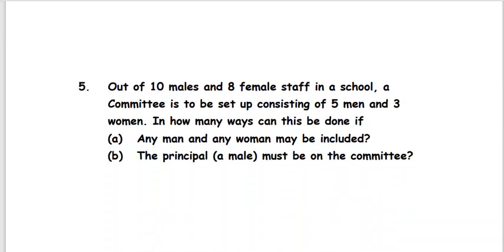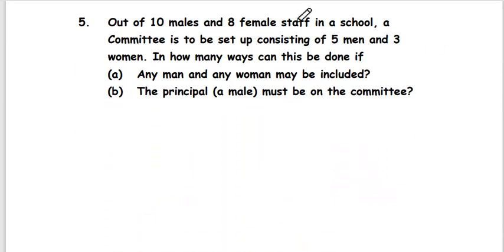So the next question says, out of 10 males and 8 female staff in a school, a committee is to be set up consisting of 5 men and 3 women. In how many ways can this be done? A, if any man and any woman may be included; B, the principal, a male, must be on the committee. If a committee is to be formed, that's selection. It's not arrangement, this is selection. So it is combination, not permutation.